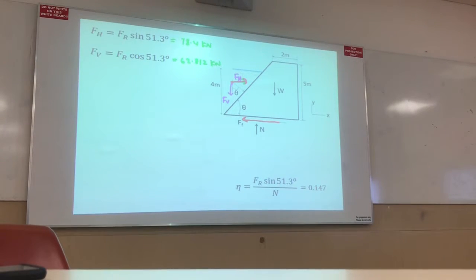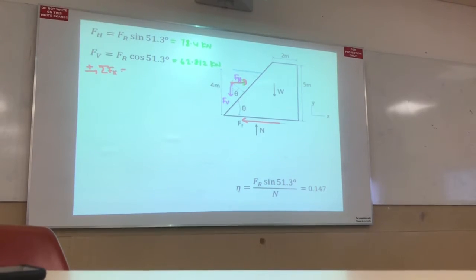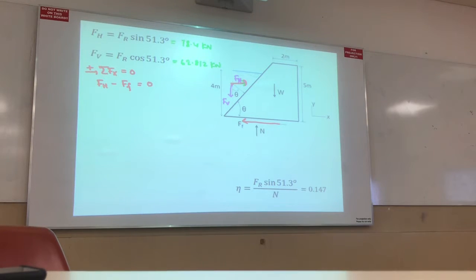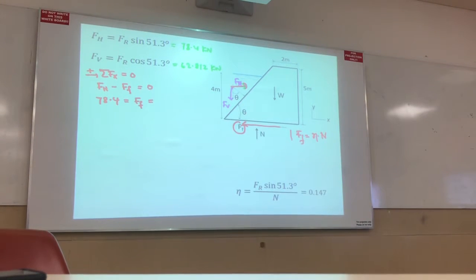Okay. So what is the force balance? Force balance tells me summation of force in the x-axis is equivalent to 0. Then I can write FH minus frictional force is equivalent to 0, right? Then I can write FH. What is the value of FH? 78.4, right? Is equivalent to frictional force. Frictional force, this value is equivalent to frictional coefficient times N, right? This is given in the question.